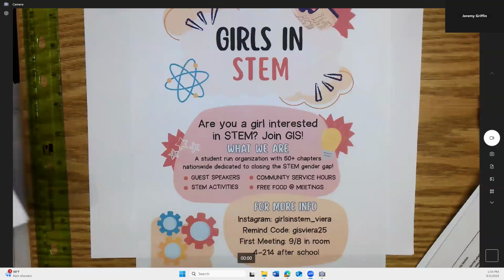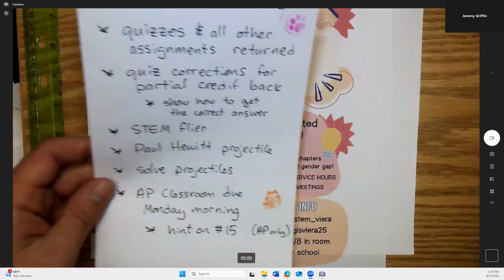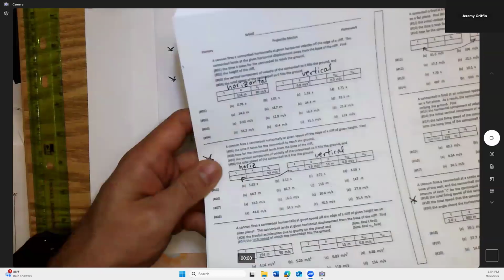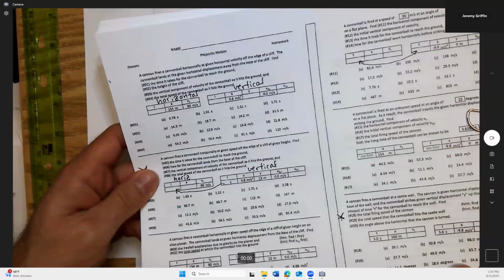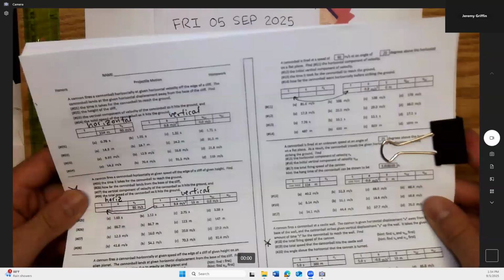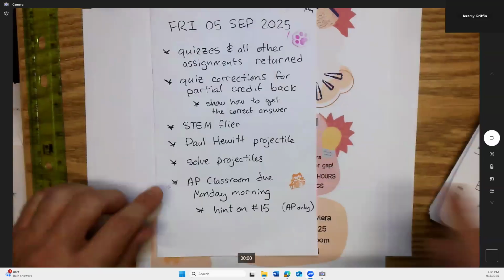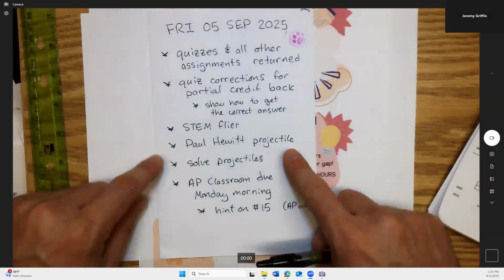So you guys know yesterday I gave you this projectile page. Does anybody not have this projectile page? Everybody has it, I think, from yesterday. All right, so we're going to do as many of these in class as we can today. Now, as a warm-up, I do have one Paul Hewitt video for you guys.